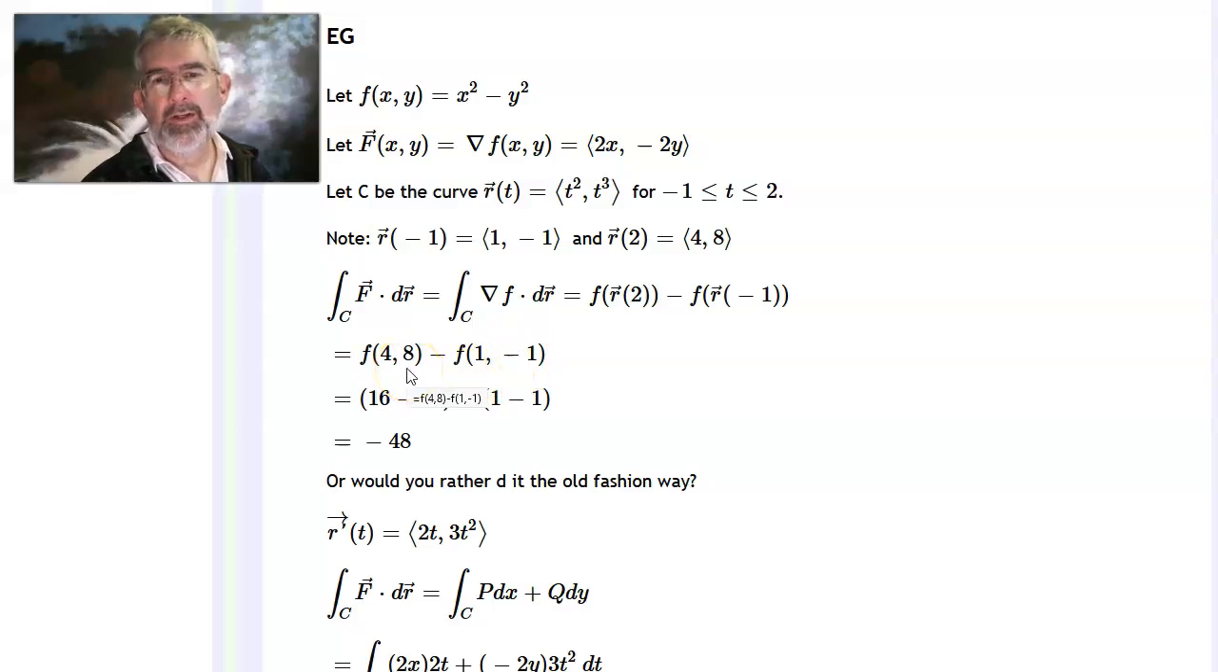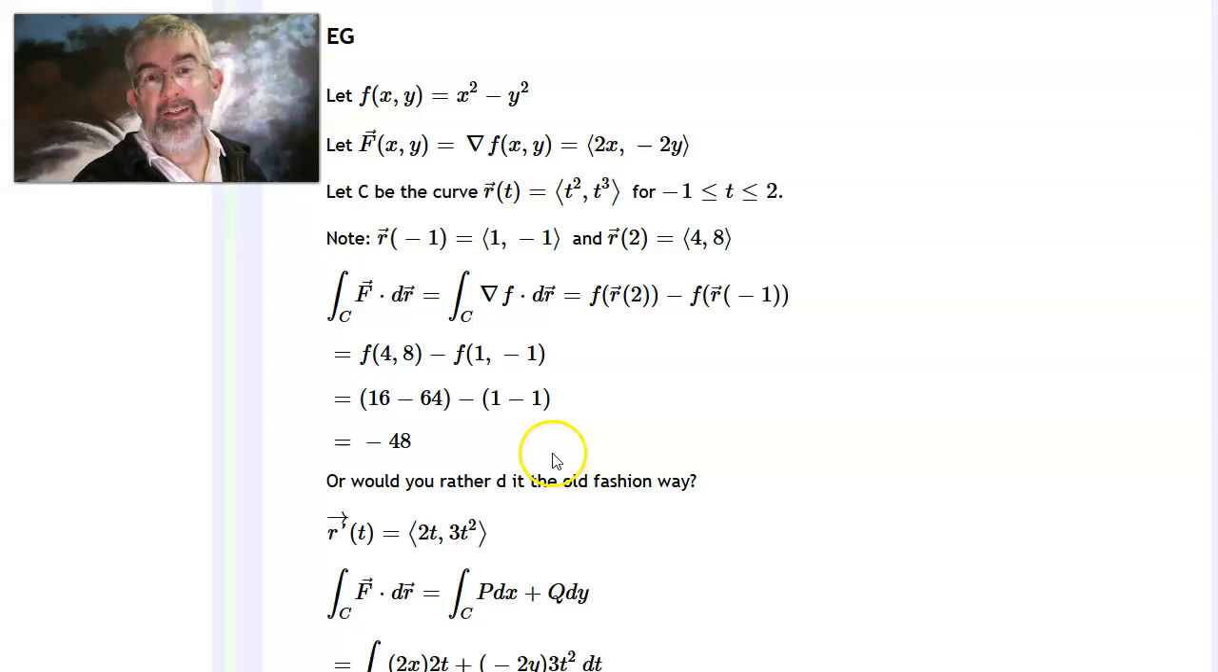Plugging those into the function, f of 4, 8 is 4 squared minus 8 squared, so that's 16 minus 64. Then plugging in 1, -1, we get 1 squared minus -1 squared, so that's 1 minus 1. So 16 minus 64 is -48, and 1 minus 1 is 0, so I get a grand total of -48. I just did that line integral by starting with the potential function, plugging in the endpoints and subtracting.